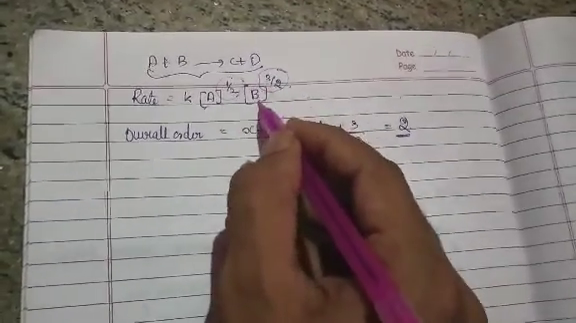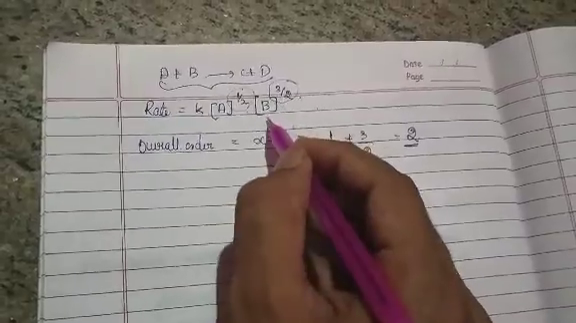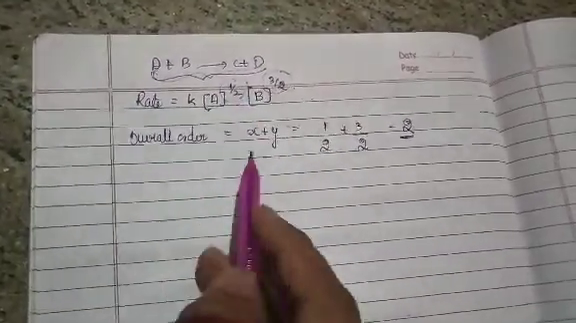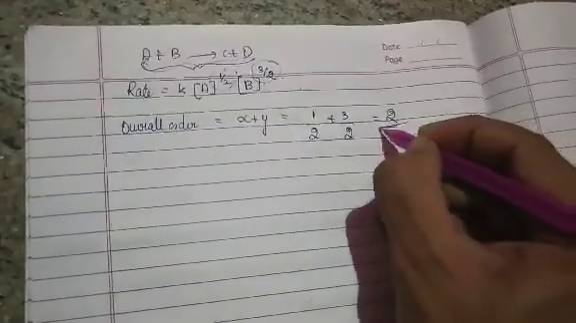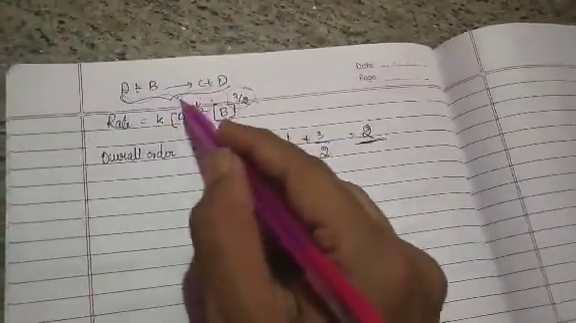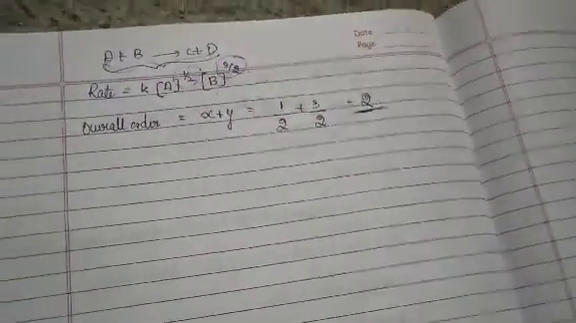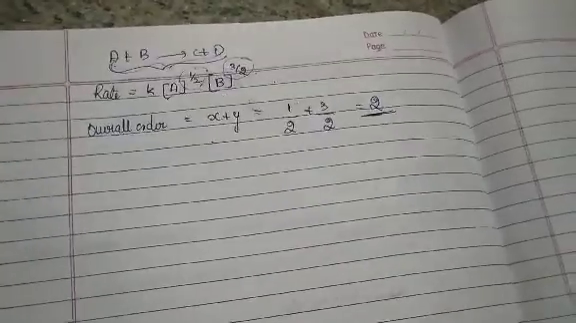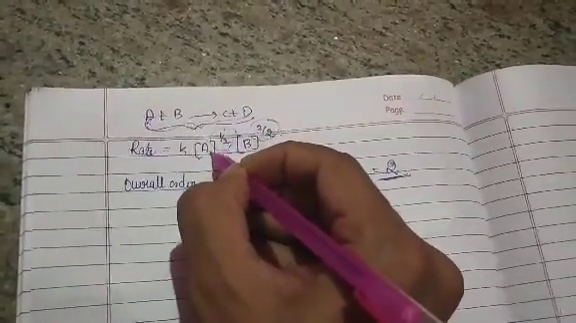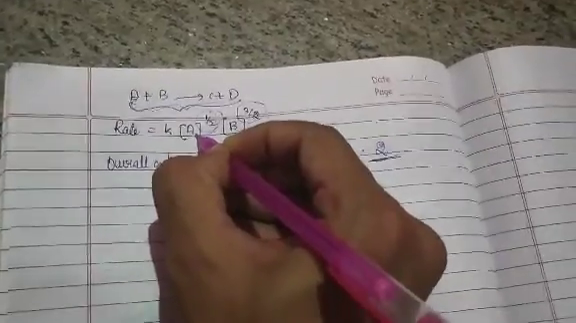With respect to B, the order of the reaction is 3 by 2. But when I consider the overall reaction, what is the order? It is a second order reaction. So that is very important for us. Overall order means, when you are considering the whole reaction, what is the order? If I just consider the X, it will be limited to that particular reactant.